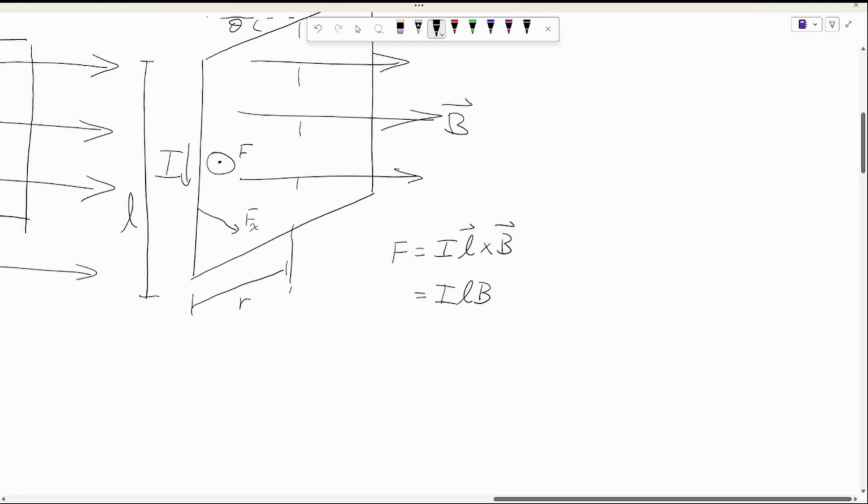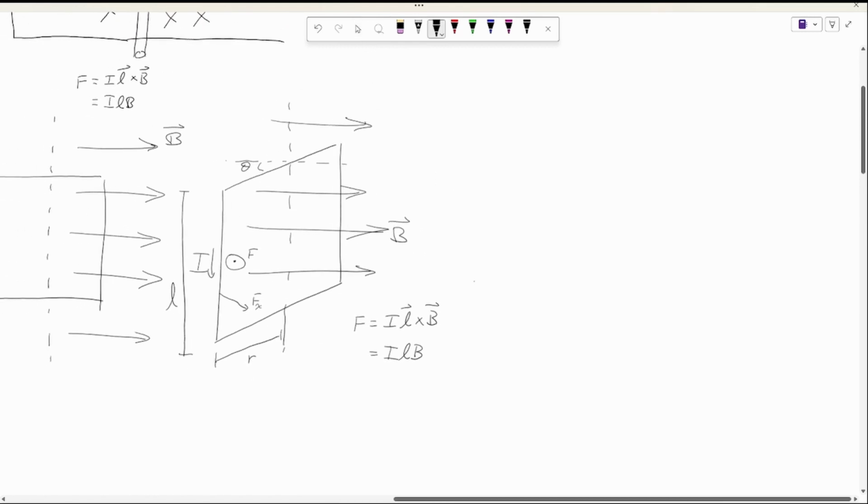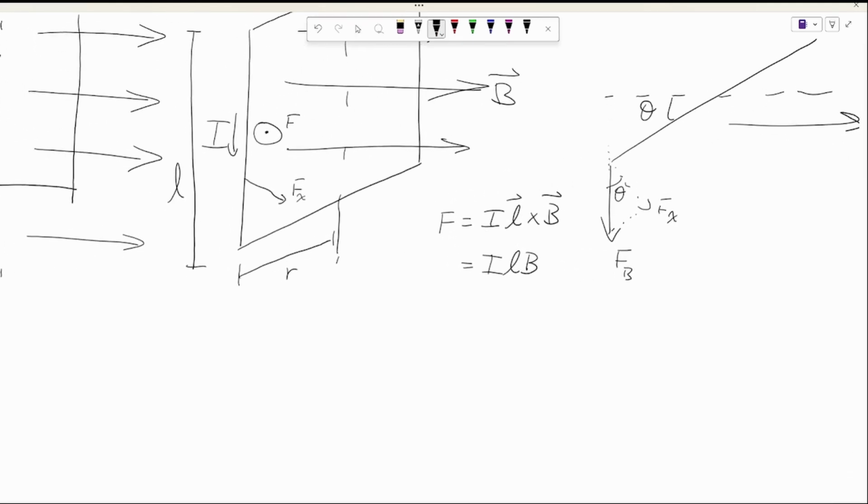If we look at this coil from above now, this is the way the B field's pointing. This is our theta, as before. Force is pointing this way, but we want to know what this component here is. We can see that, yes, this is theta here as well. So this is going to be FB cosine theta times our radius r is equal to the torque.